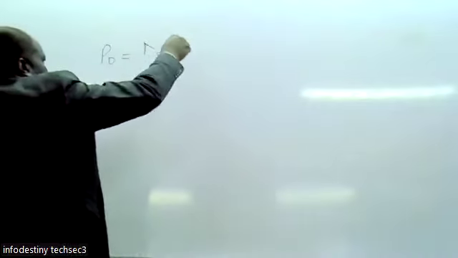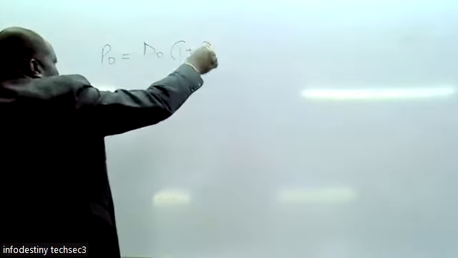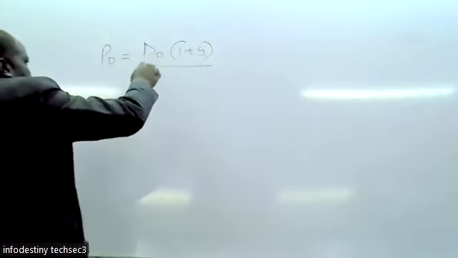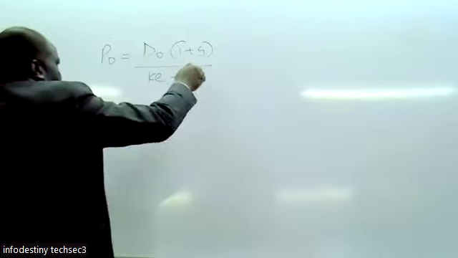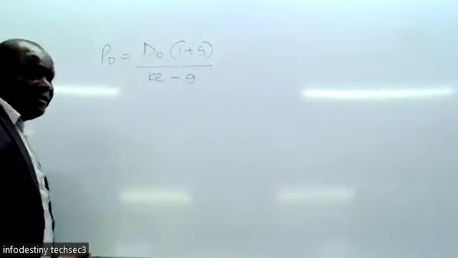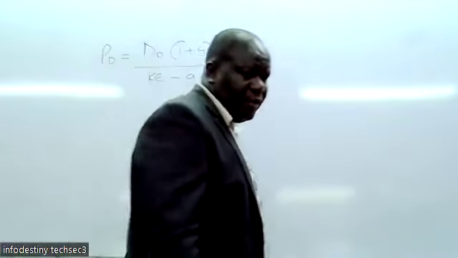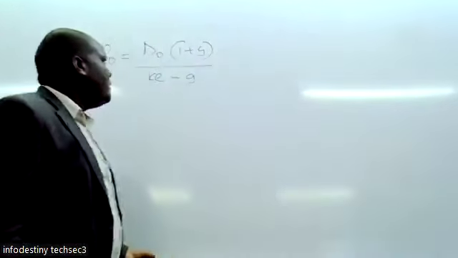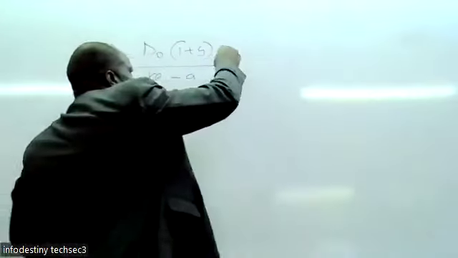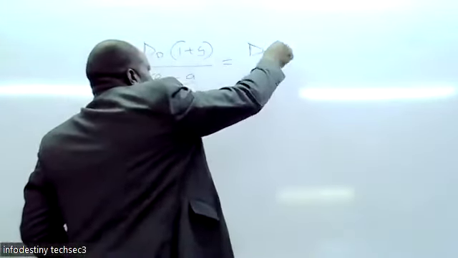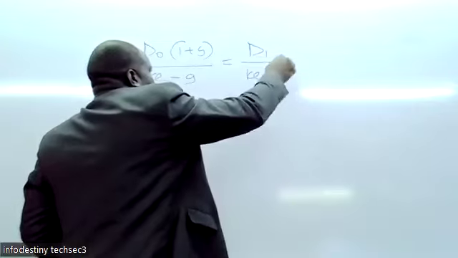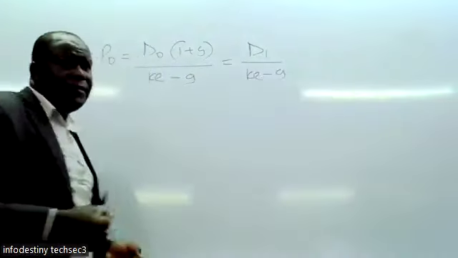So the value for the share, P0, will be equal to D0 (1 + g) divided by Ke minus g, the same as D1 divided by Ke minus g. So when you want to get the value of the share, I'll be explaining what each one of them stands for.